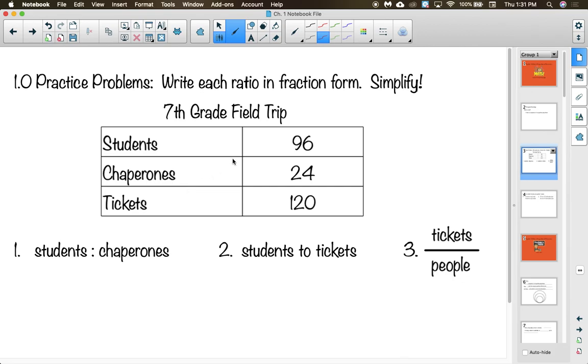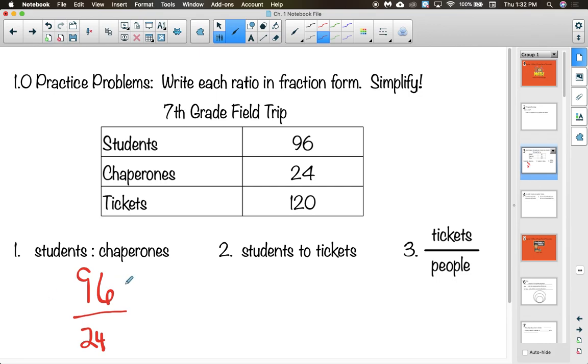Students to chaperones. So what that means is the students go on top, which is 96. And the number of chaperones goes on the bottom. That's 24. So that ratio, first of all, I know you're not happy with the fact that it's an improper fraction. Remember, that's okay with ratios because ratios are always comparing two numbers. So we need a top value and a bottom value. It is okay that the top is bigger than the denominator. Okay, so I know that's tough for us, but don't worry, it's fine.